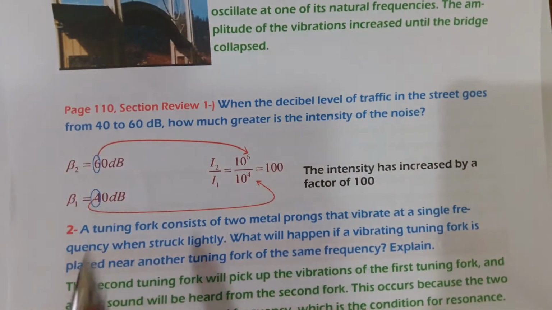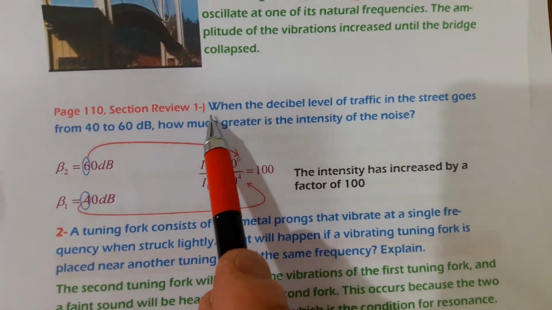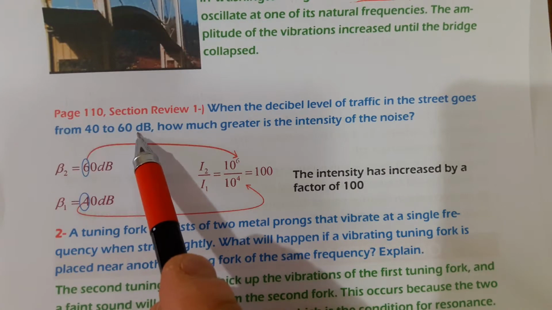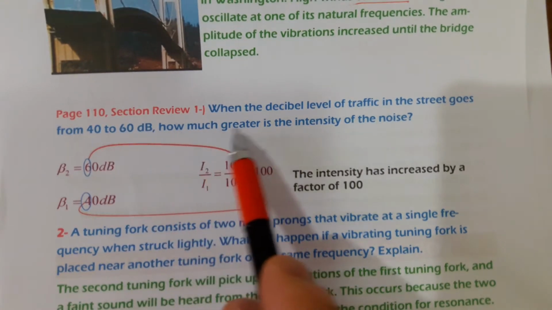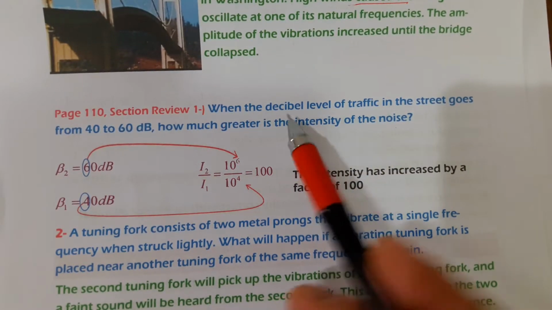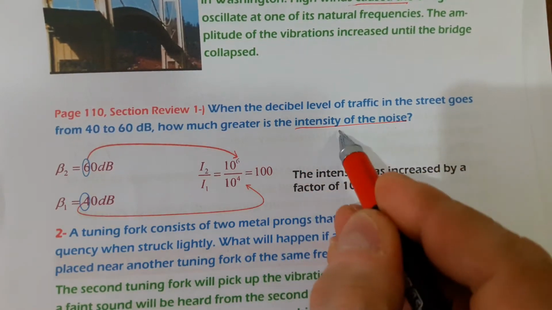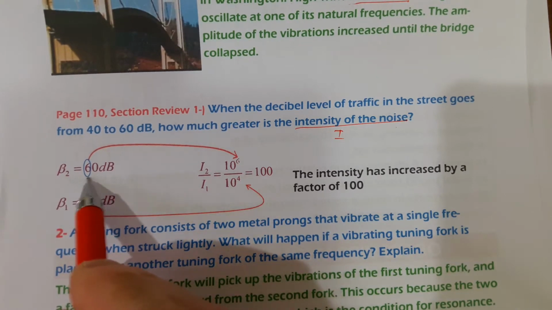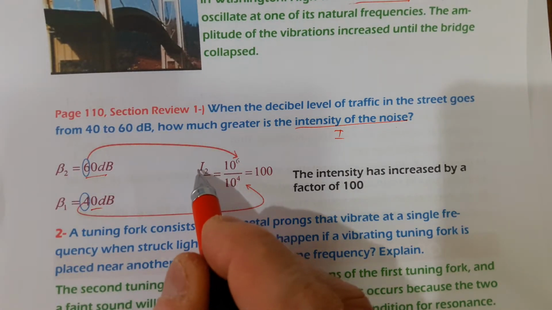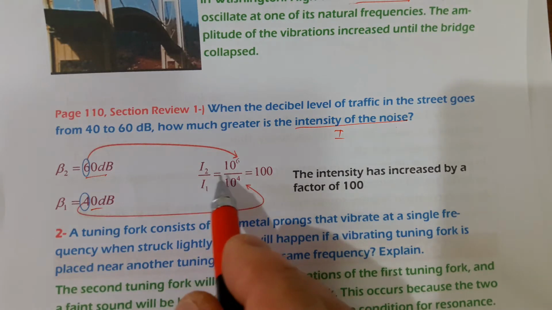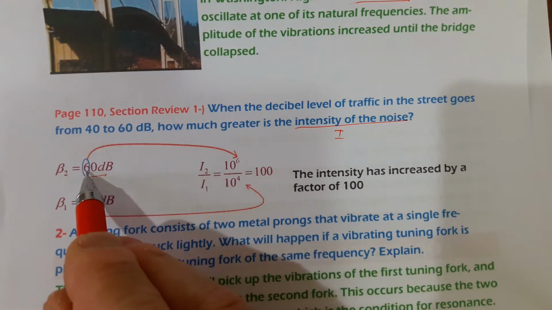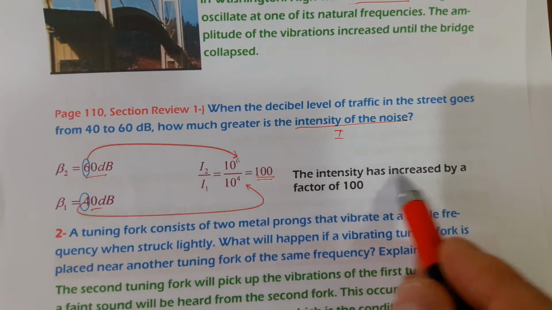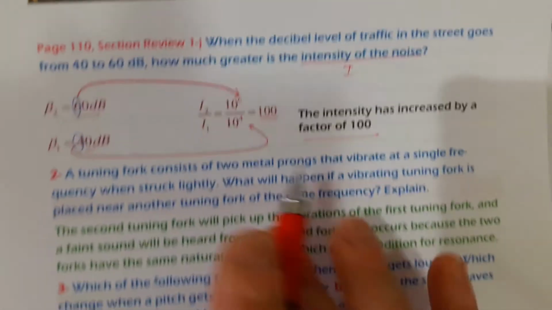Now let's answer the sectional questions. Question number 1: when the decibel level of traffic in the street goes from 40 to 60 decibels, how much greater is the intensity of noise? Remember, to compare intensity of noise, we should compare the sound intensity. Initially the decibel level is 40, finally it becomes 60. So we will find I2 over I1, final divided by initial sound intensity. The method is 10 to the power of 6 divided by 10 to the power of 4. It is 100. So intensity has increased by a factor of 100.